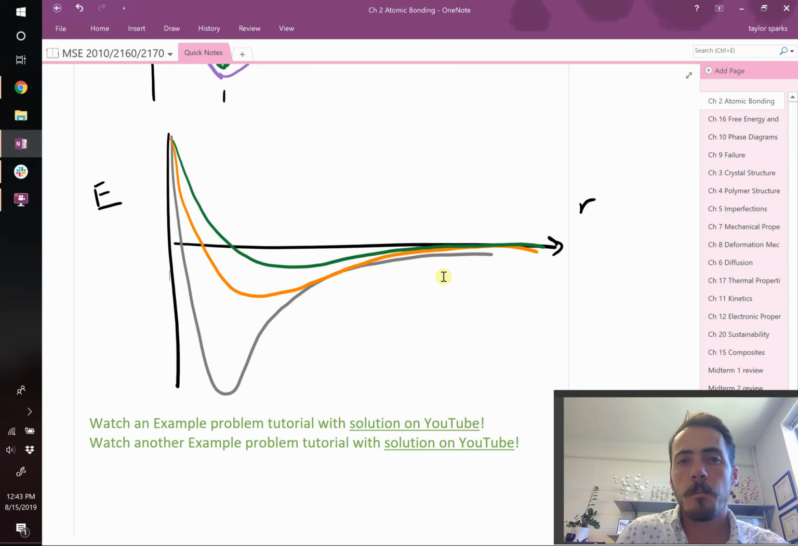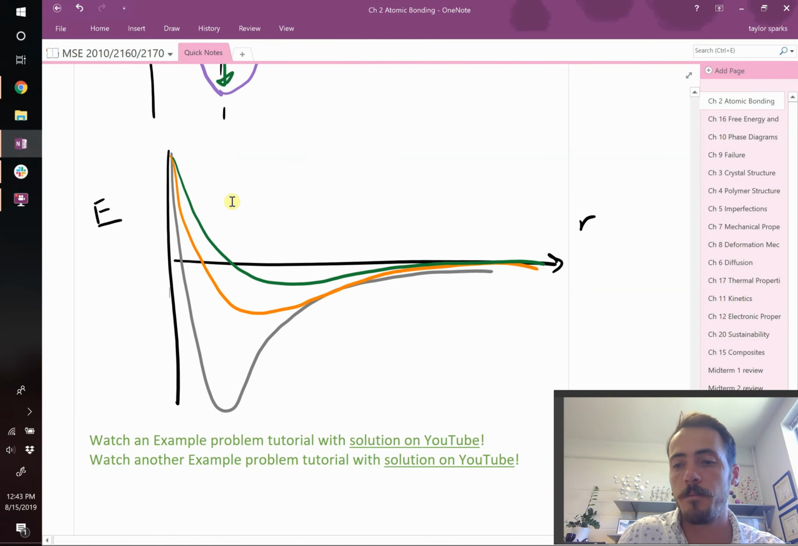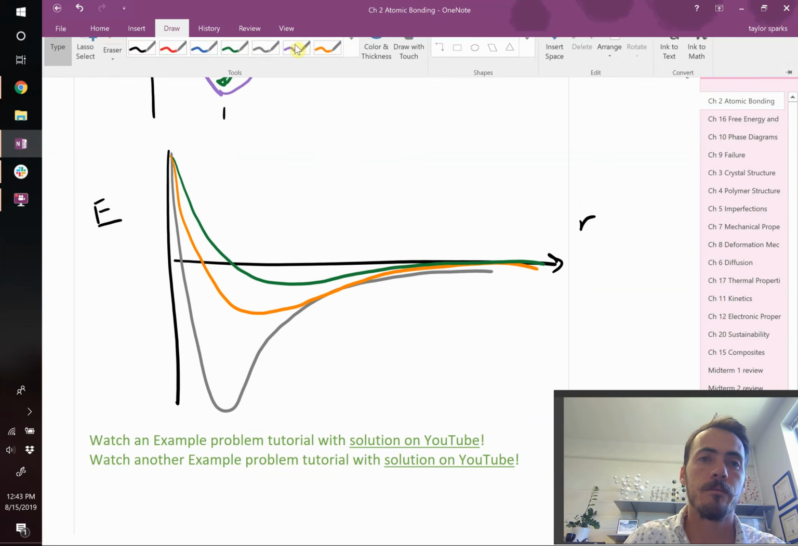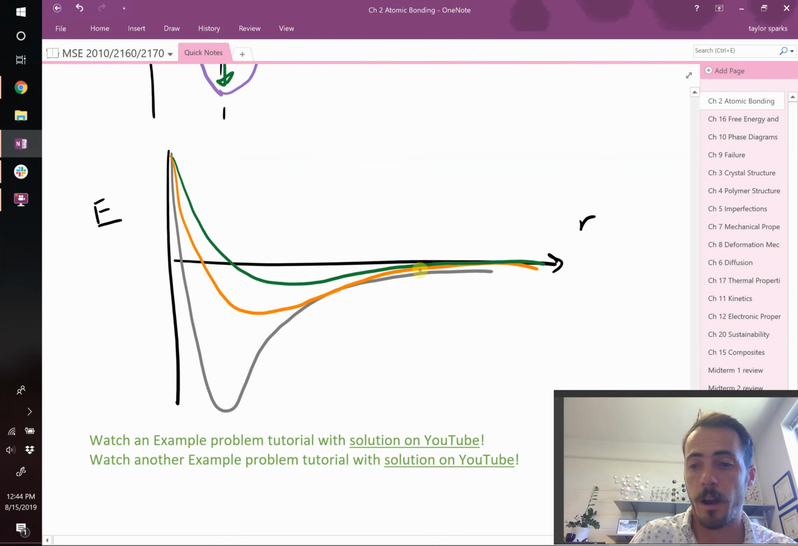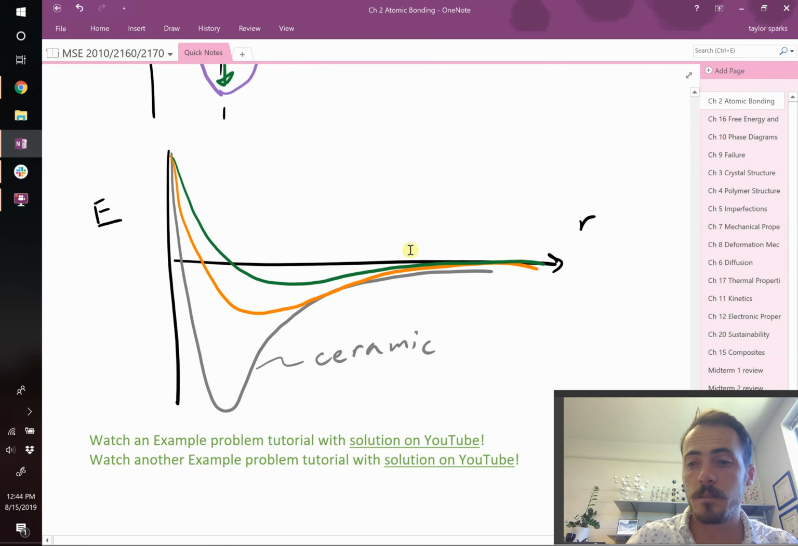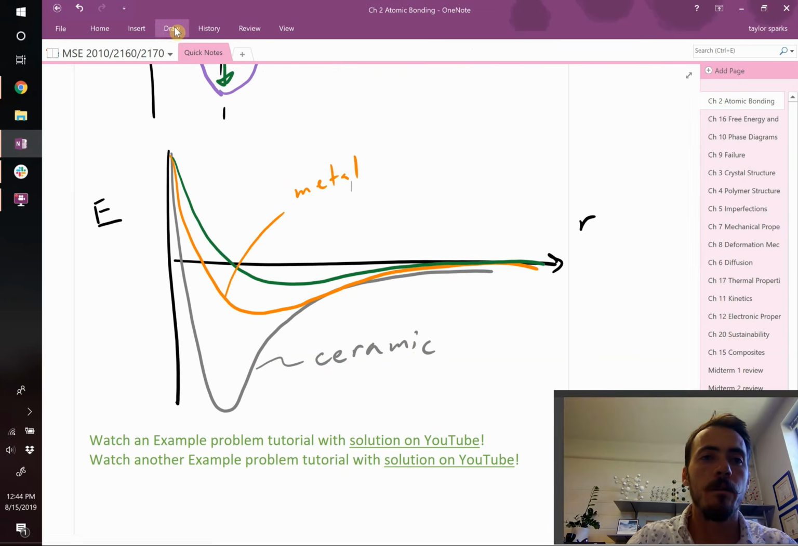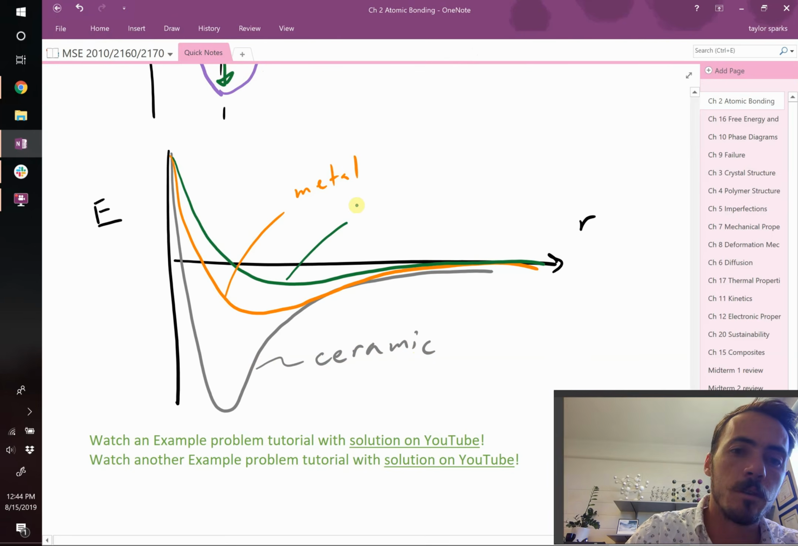Well, first off, we know that the binding energy, this depth of this well, is related to the melting point. If it's really hard to pull these things apart, it's going to be deep. So which one melts at the highest temperature? A ceramic, a metal, or a polymer? Hopefully you said a ceramic. So since this one is the deepest, that must be our ceramic. Then metals typically melt at slightly lower temperatures. So this is probably our metal. And then the green one is probably our polymer. So these will look different for different classes of materials.